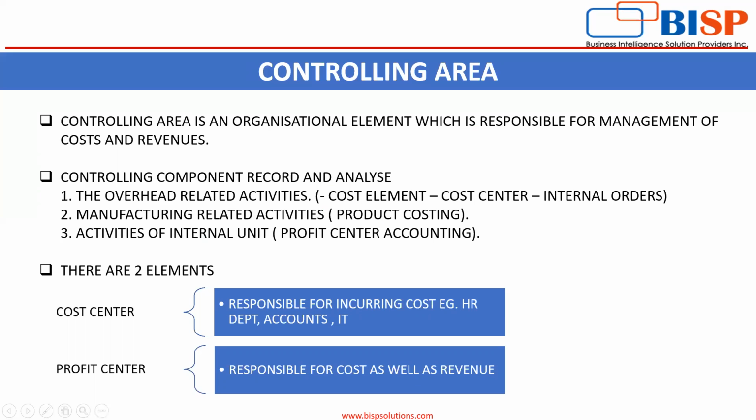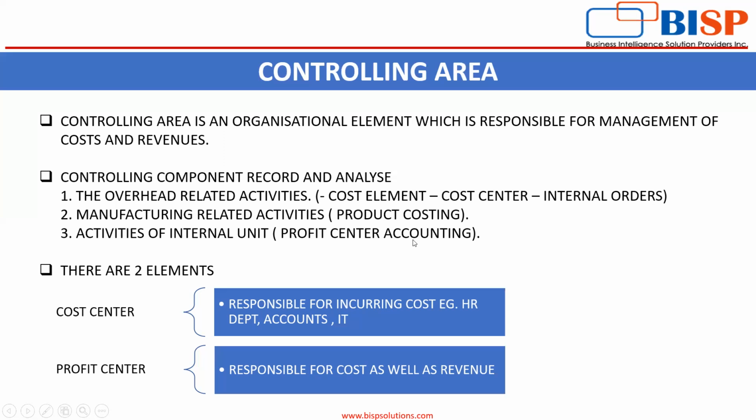Now, the controlling component records and analyzes majorly these three activities. These three activities we have seen in controlling objects, as controlling objects are nothing but modules. So what are these activities? Overhead related activities that we maintain in cost element, cost center, or internal orders of controlling object. Then manufacturing related activities, product costing, then activities of internal unit, profit center accounting.